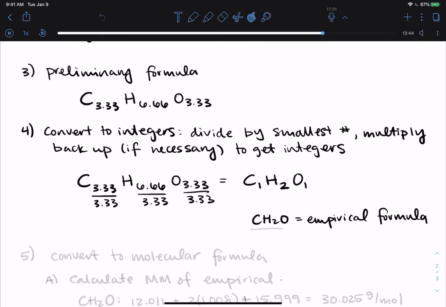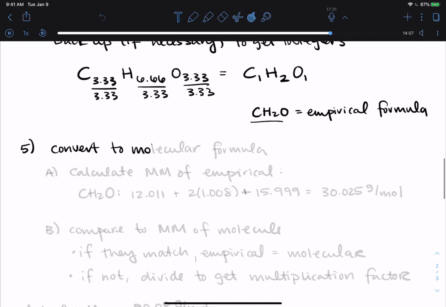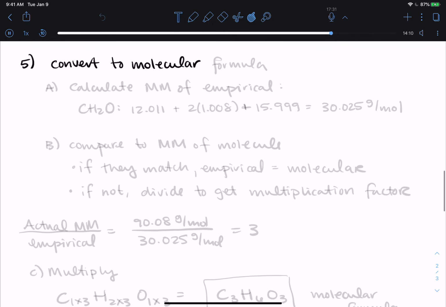So we are at steps 1, 2, 3, 4, and we are given the molar mass. So I can go on and do step 5. Now, if I didn't have the molar mass, this is the most I would be able to do, and that would be my answer. Step 5, we're going to convert to the molecular formula. So this has just a couple of sub-steps.